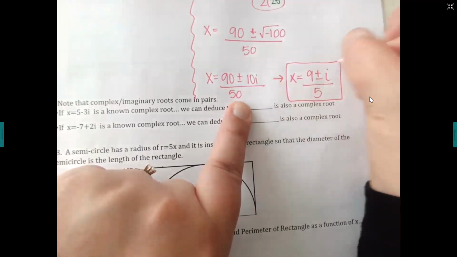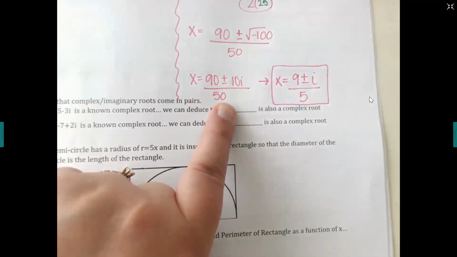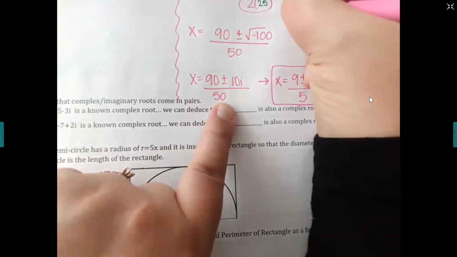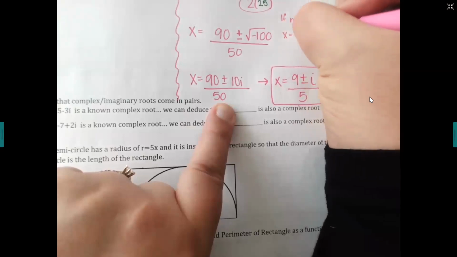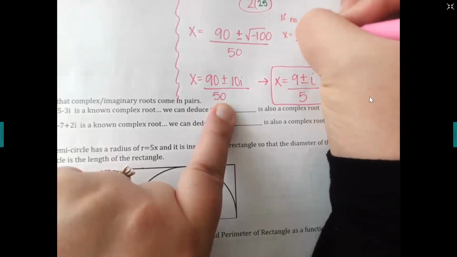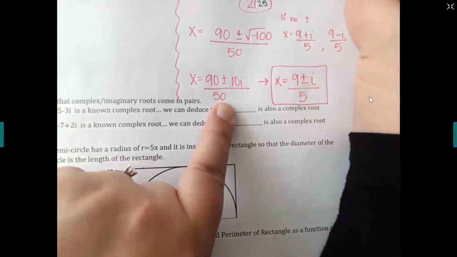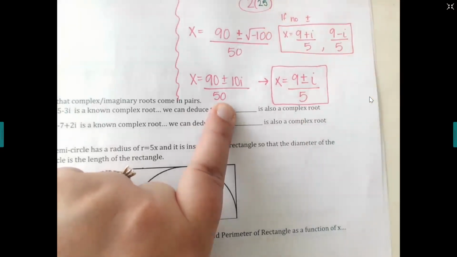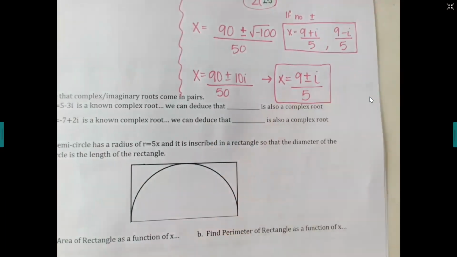Now, on your QSA, I'm not sure if they'll give you a plus or minus button. So if they don't, remember, you just type them in separately, so it'll look like this. If no plus or minus, you do 9 plus i over 5 and 9 minus i over 5. Okay, and notice that it's the same thing. Hopefully they give you a plus minus button, but if they don't, you would just type them into the boxes separately. Okay.